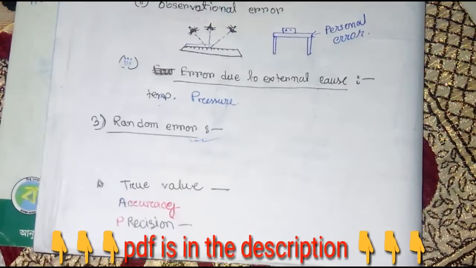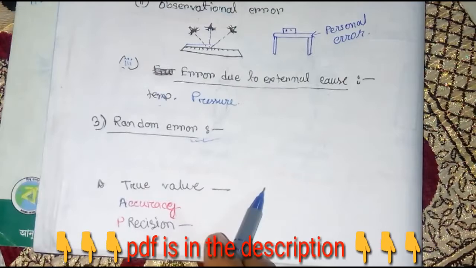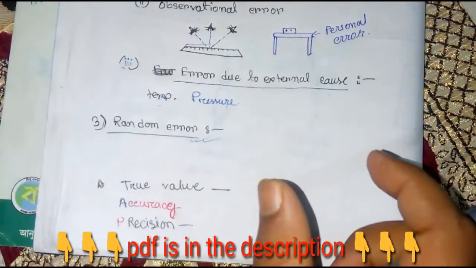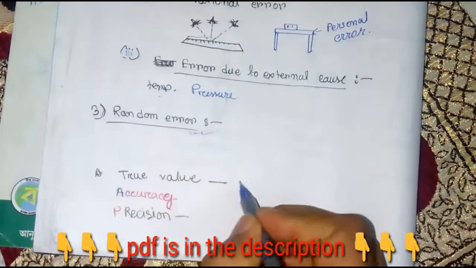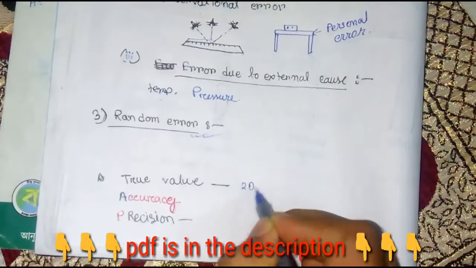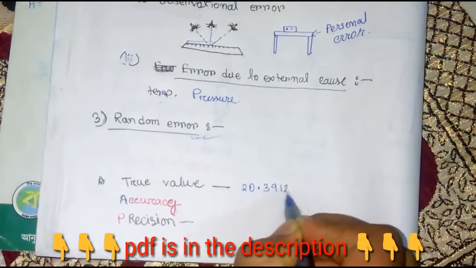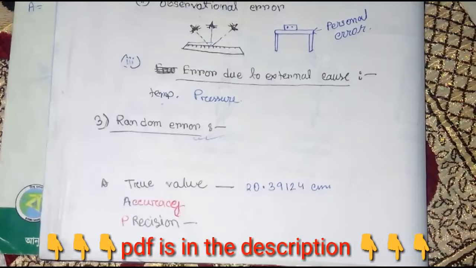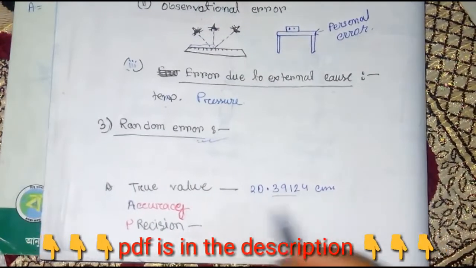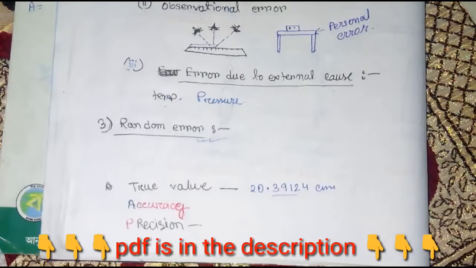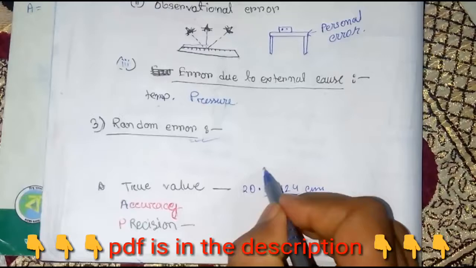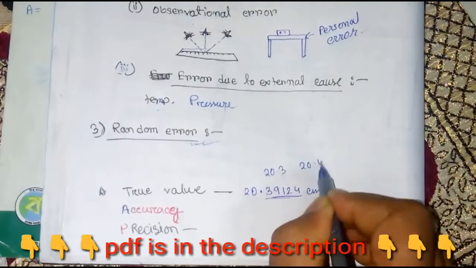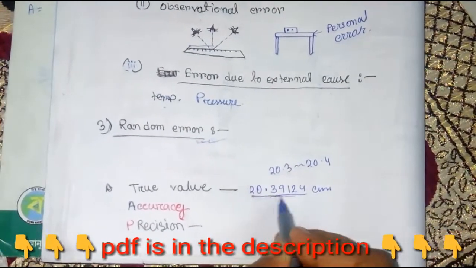Before that, we have to know what the true value is. True value means the actual value of the experiment. Suppose you are measuring an object, what is the actual value of the object? Suppose the actual value is 20.39124 centimeter. This is the actual value, but you cannot measure it with a normal scale. You cannot get these digits. You only get 20.3 or 20.4. So this is the true value.